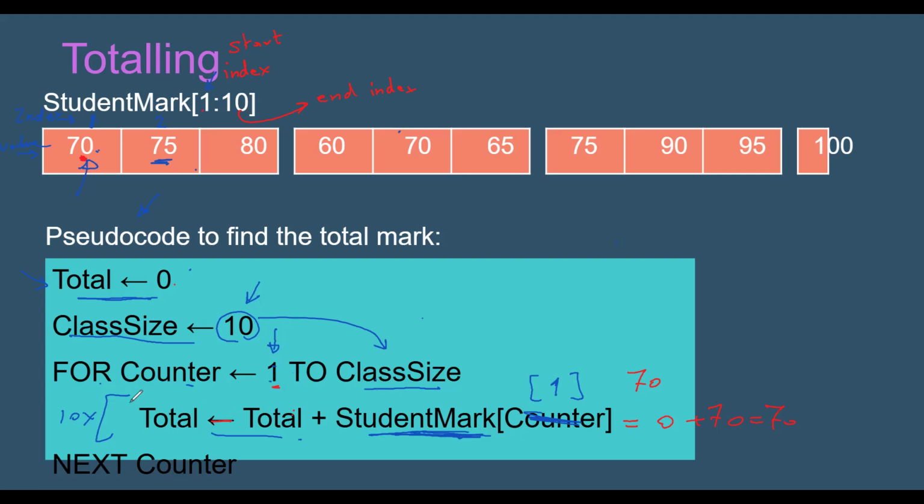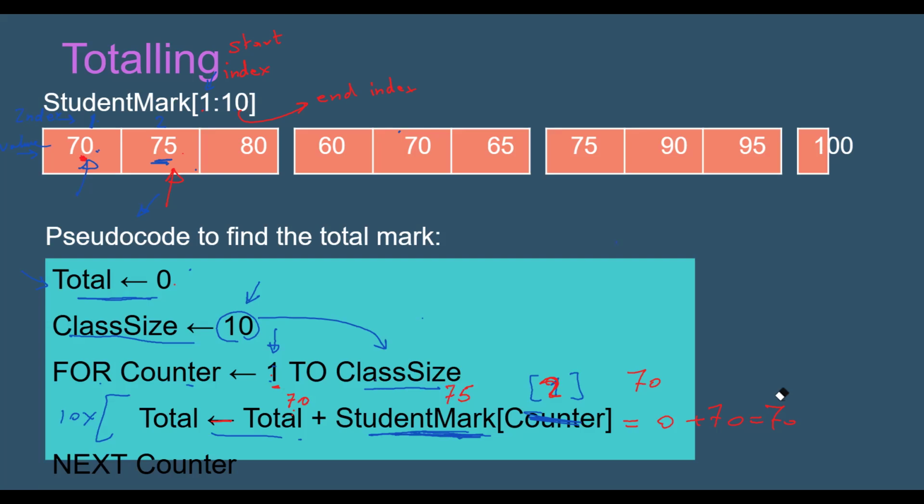So the next time I run the loop, the counter gets incremented. Instead of 1, it points to 2. So what is the value at 2 that we get? When this is 2, we get 75. And so here total is containing 70 at the moment, and this student mark at index 2, which has 75, is inserted inside it here, or stored inside it.